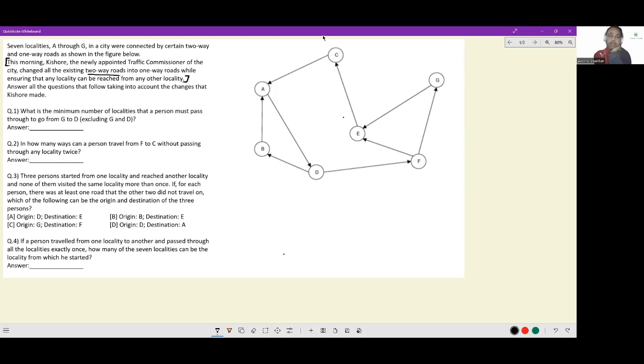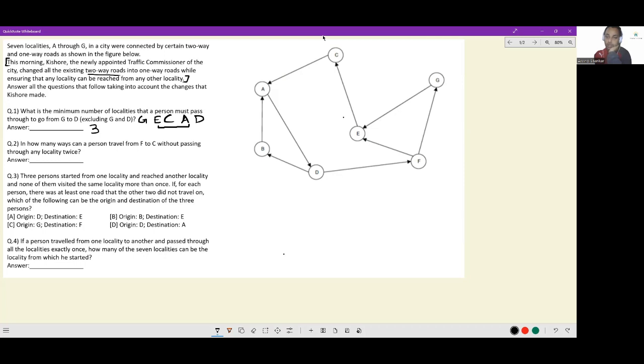What is the minimum number of localities that a person must pass through to go from G to D? In order to get from G to D, the only way you get out of G is to E. Again, the only way you get out of E is to C. The only way you get out of C is to A. And the only way you get out of A is D. Excluding G and D, these three localities you have to pass. Answer is 3.